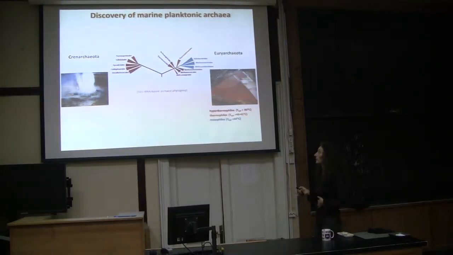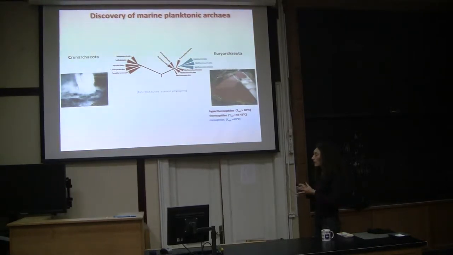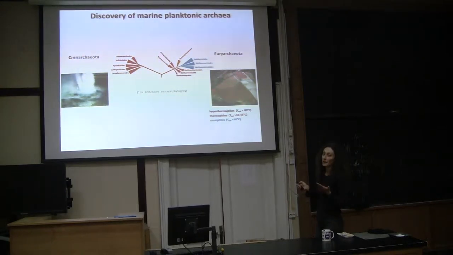organisms here in red at the base of the Euryarchaeotal branch, other thermophilic organisms growing at intermediate temperatures, and then the halophiles, which were called at the beginning halobacteria before it was known that these were Archaea, and also several lineages of methanogens that were mesophilic, living at temperatures like you and me.